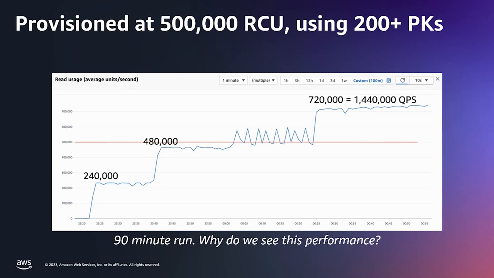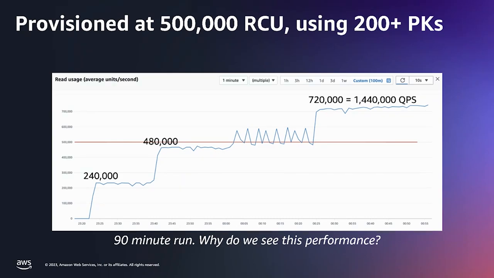500,000 RCUs should give me a million eventually consistent queries per second, which actually should give me more like a million and a half because of the extra boost, right? So this should get me to 1.5 million roughly. And what I see out of the gate, 240,000 immediately.